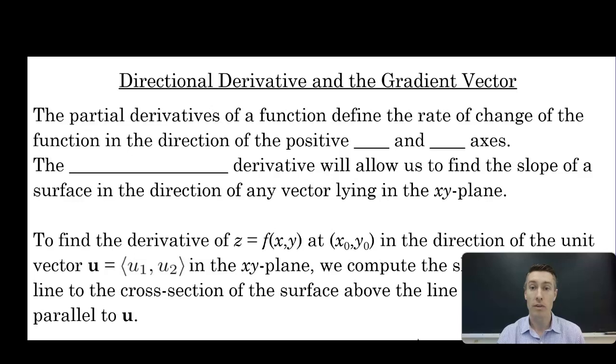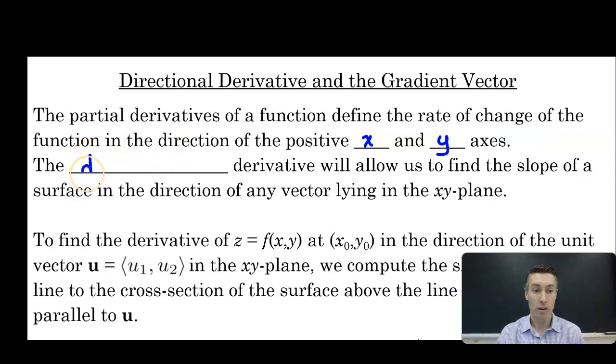The partial derivatives of a function define the rate of change of the function in the direction of the positive x and y axes. So our partial with respect to x and partial with respect to y gave us two rates of change in only two directions, in the positive x direction or the positive y direction. But from a given point, we can go in an infinite number of directions.